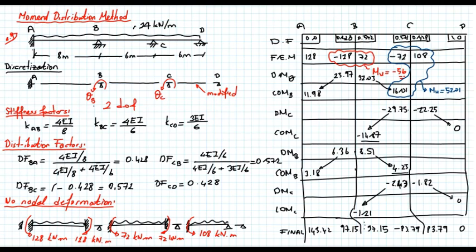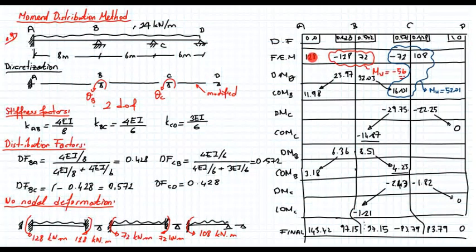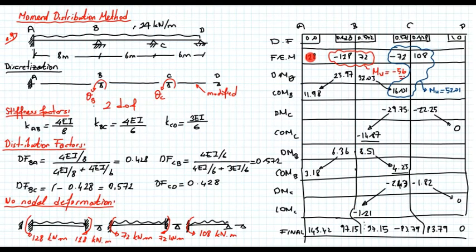When do we stop? We do the distribution. We no longer do the carryover moment because all the nodes are in equilibrium, and then we add. We stop after we do the distribution, and we obtain the final moments. How do we obtain the final moments? Let's remember that for node A, 128 due to the applied moment when there is no deformation. 11.98 is due to the rotation at B, and 3.18 is due to the further rotation at B. We add them up, we obtain the final moment at point A.